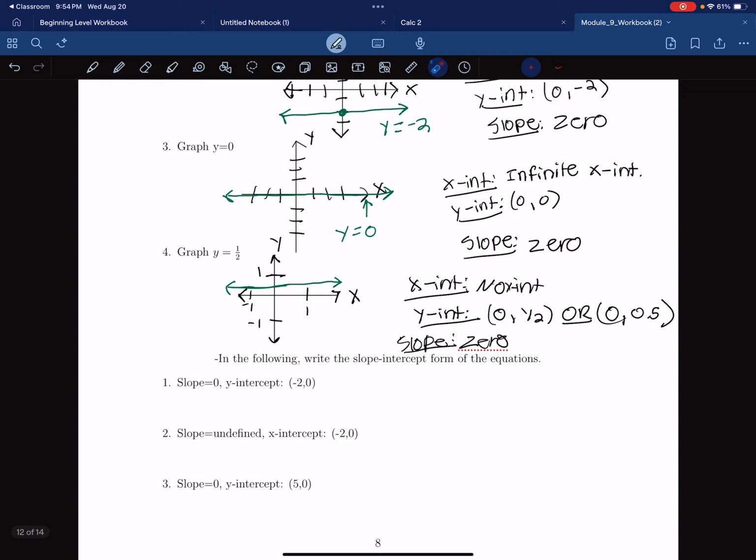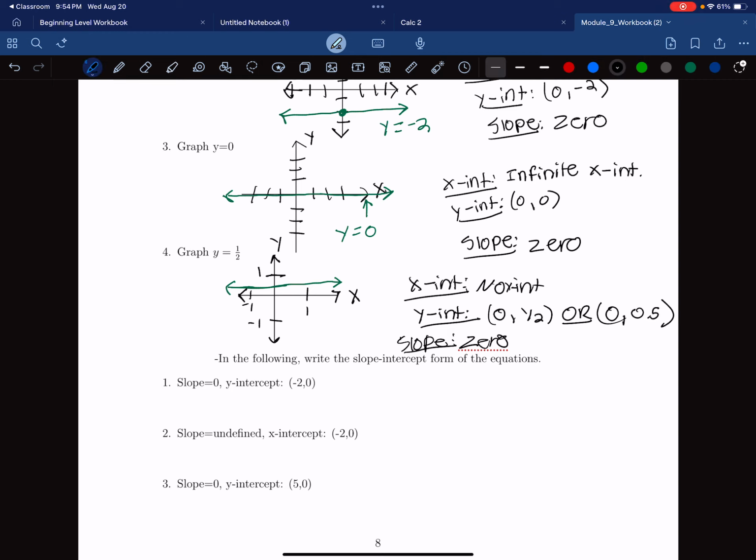Okay, so now that we worked with that, we're going to work backwards real quick just to make sure that we kind of got this idea down. So we're going to be given the slope and the intercepts of these equations, and we then have to say, okay, given the slope and this intercept, we have to come up with the equation.